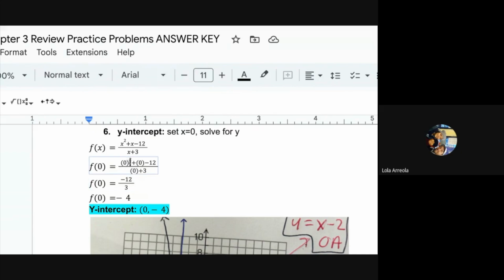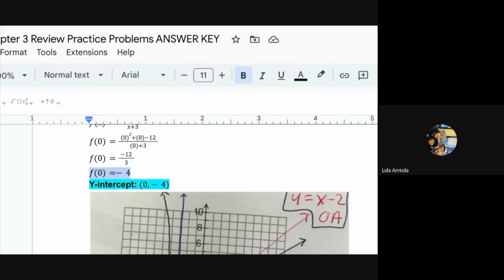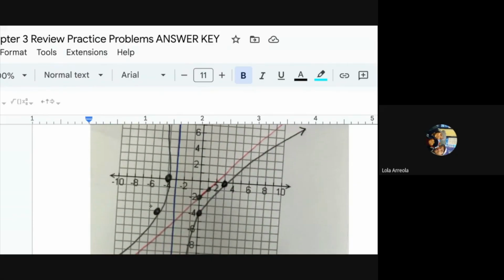I have 0 squared, which is equal to 0, plus 0, which again is equal to 0. So in the numerator, I'm left with negative 12, and 0 plus 3 is also 3. So when x is equal to 0, I have negative 4. So the y-intercept is (0, -4).